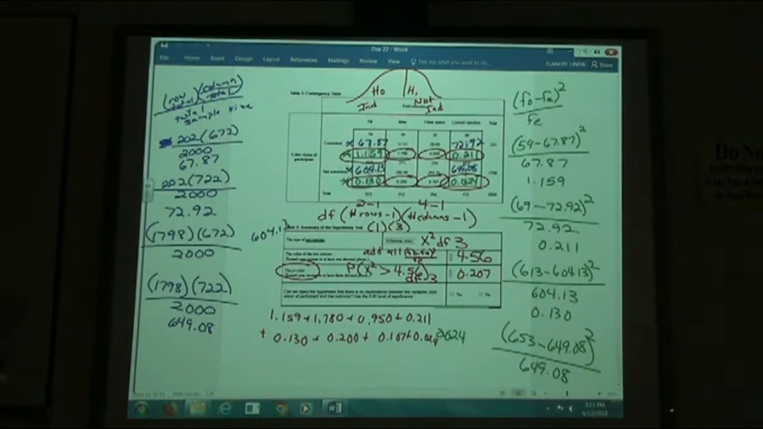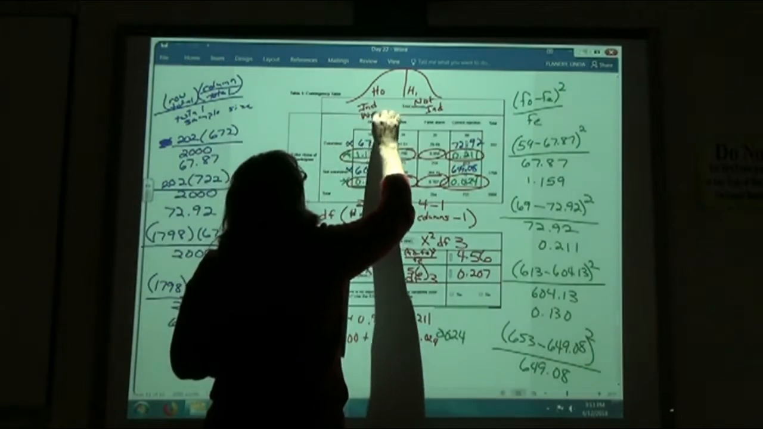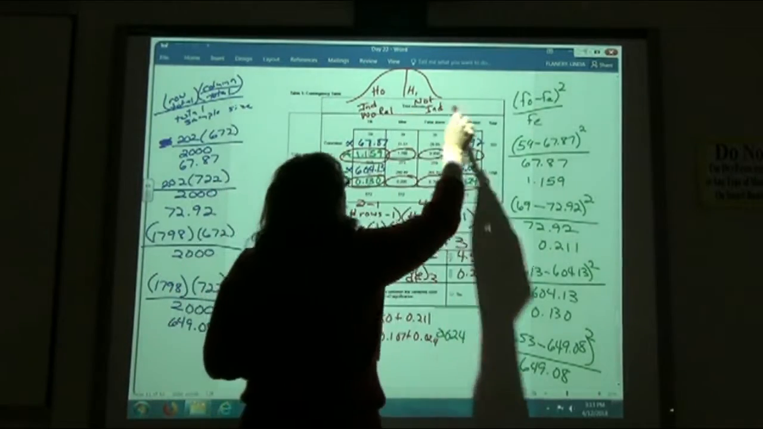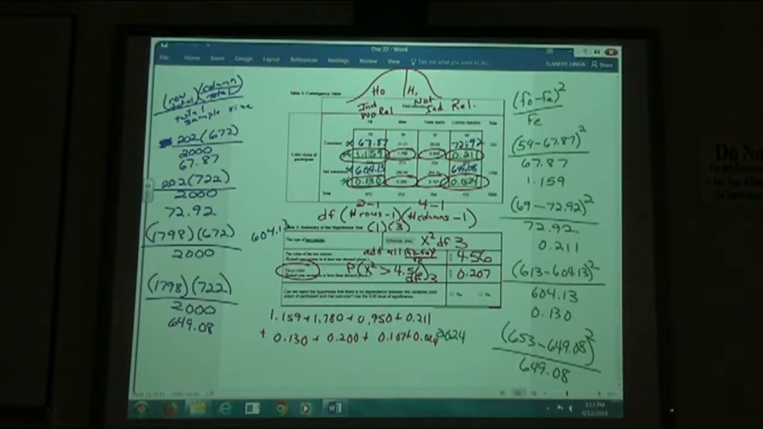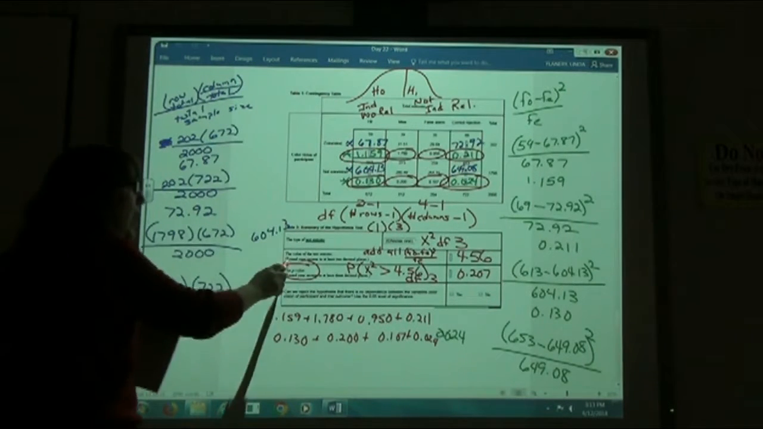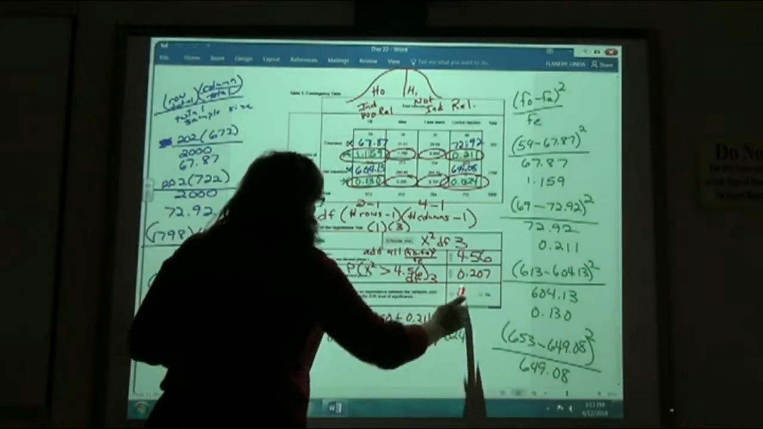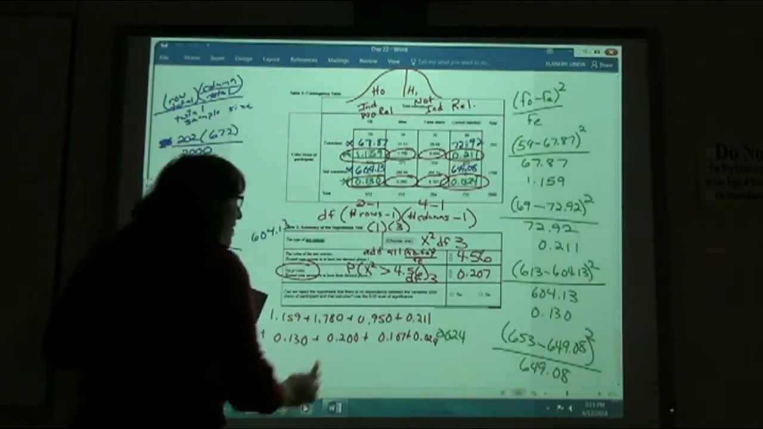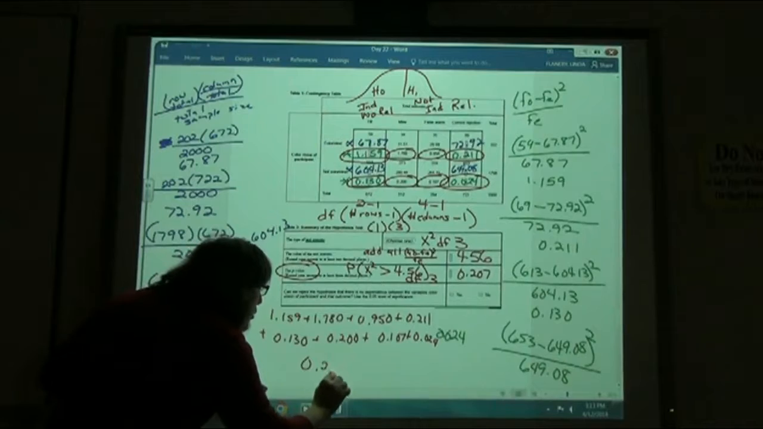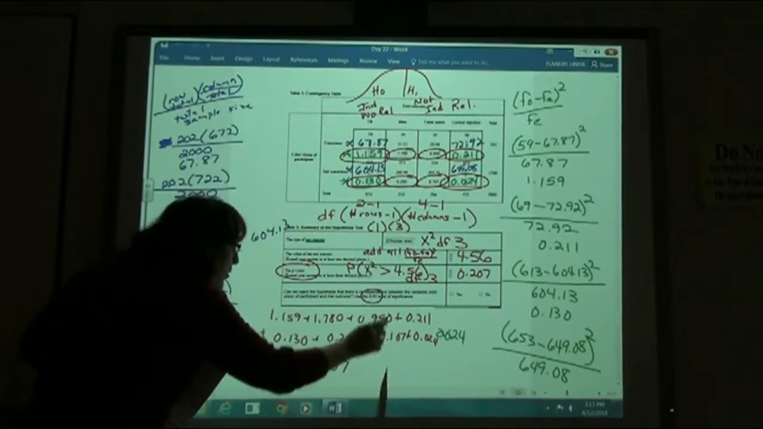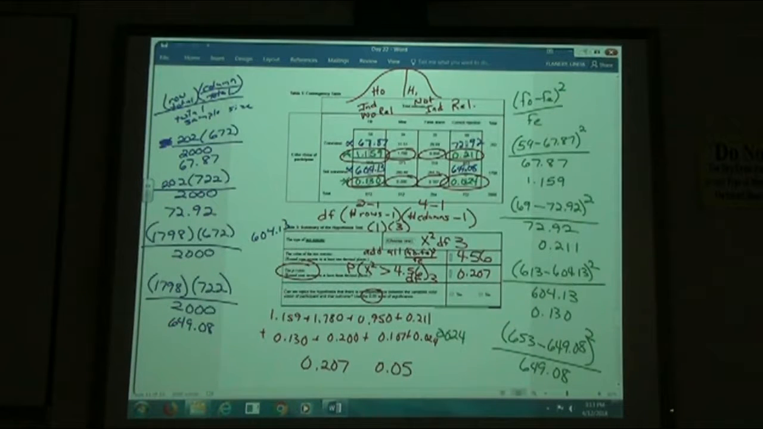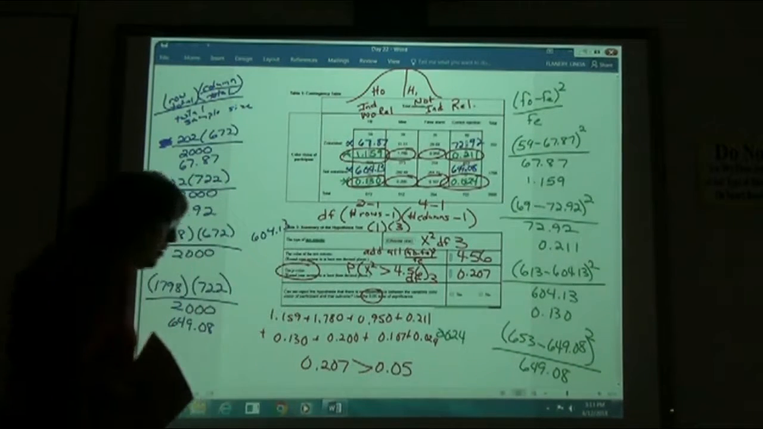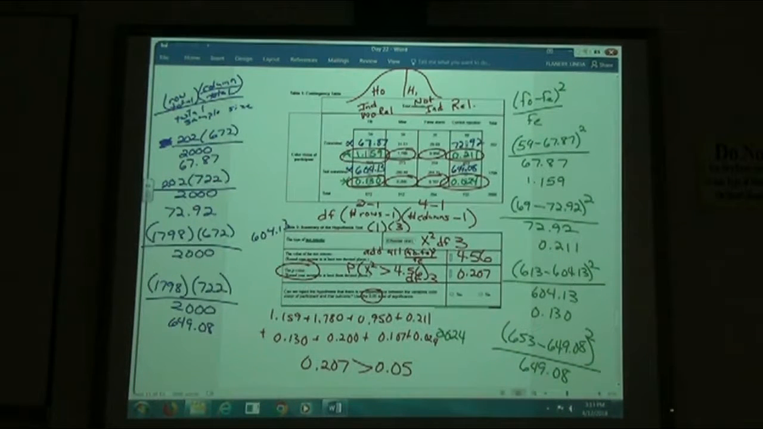So if it is independent, we have to remember there's no relationship. If it is not independent, we know there is a relationship. So when we do our test statistic, since we're doing the p-value, we're comparing this percent to the level of significance. 0.207 compared to 0.05. 0.207 is going to be greater than 0.05.